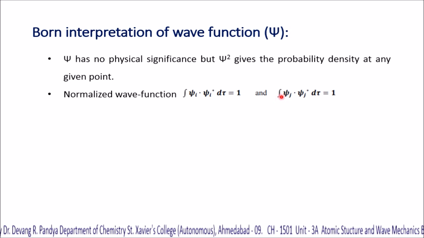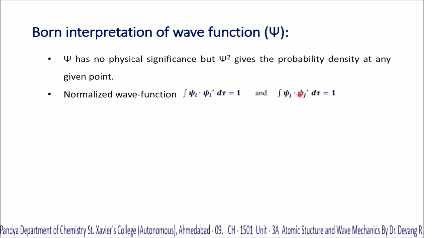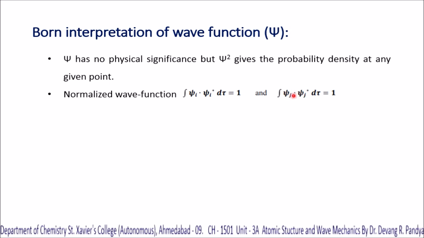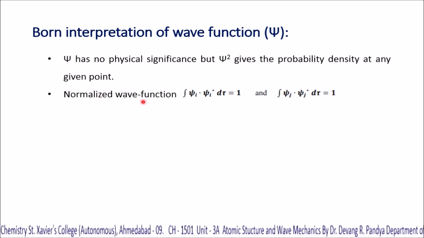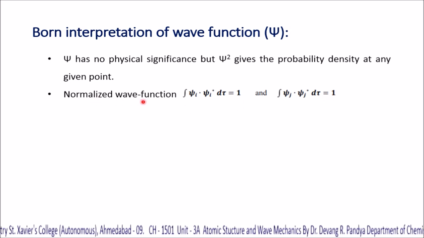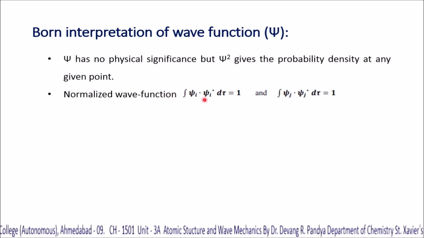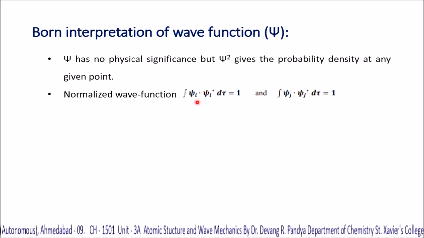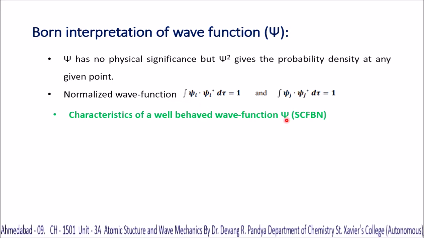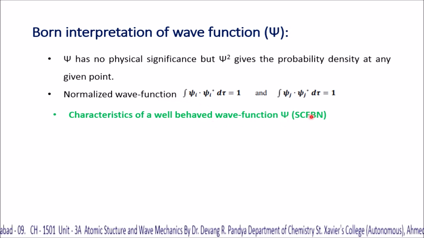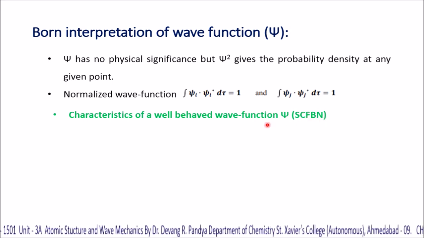Similarly, if the integration psi j into psi j star, where psi j is a wave function and psi j star is the complex conjugate of psi j, d tau is equal to 1, then that wave function is considered a normalized wave function. So this is the condition of normalization, or the condition for a well-behaved wave function. The characteristics of this well-behaved normalized wave function psi can be remembered as SCFBN.